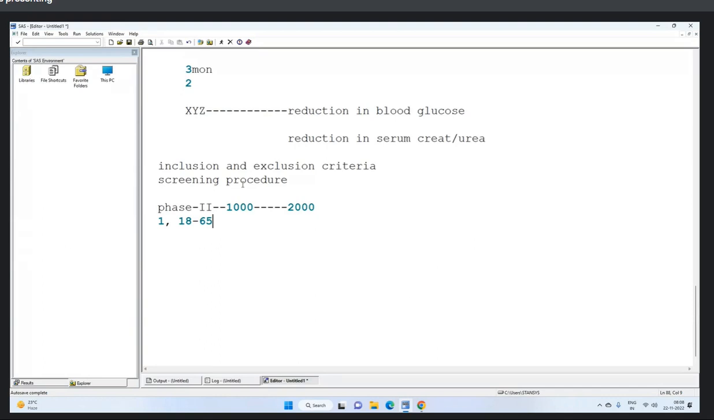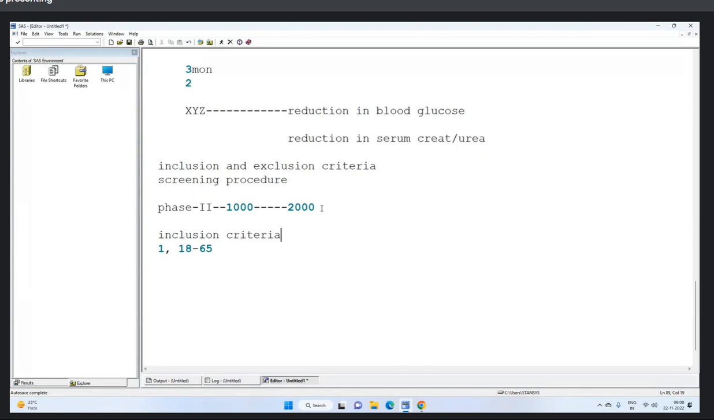Understand this one? Now, what are these questions? These are called inclusion criteria questions. Whatever questions I'm going to write in the inclusion criteria, all the questions must be answered yes, then only I'm going to take the subject. Is he 18 to 65? If you say yes, I will take you. If you say no, I won't take you.